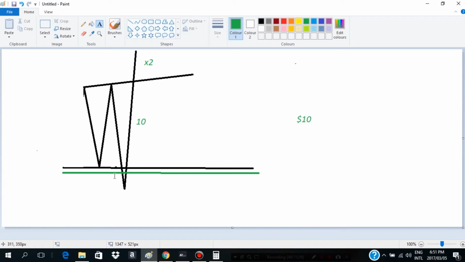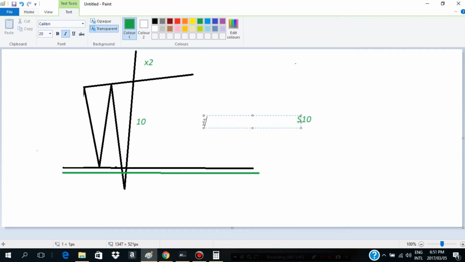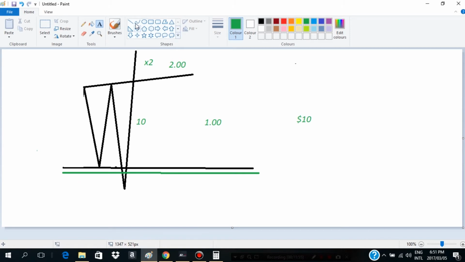Now, you know that if the distance from these two heads to there is 10, then you know for a fact that you're going to get 5. So to get that $10 loss back, you're going to double whatever lot size that you were using. So we were using 1.00 here. When we go up to the top, we're going to use 2.00 so that we make our negative $10 back.